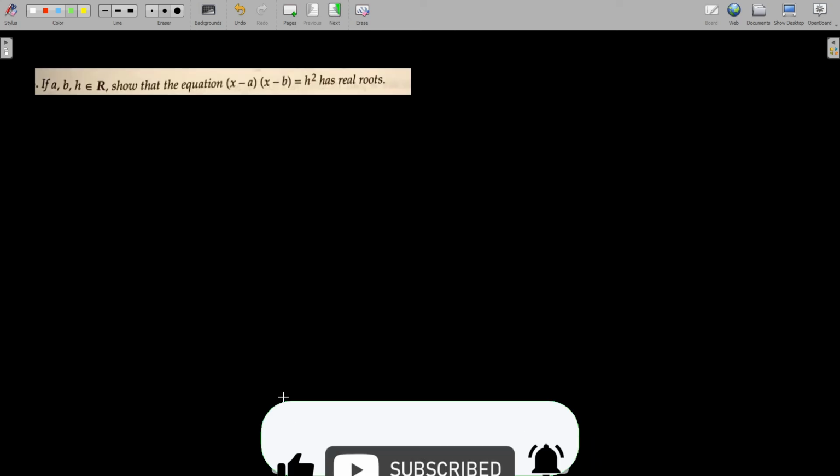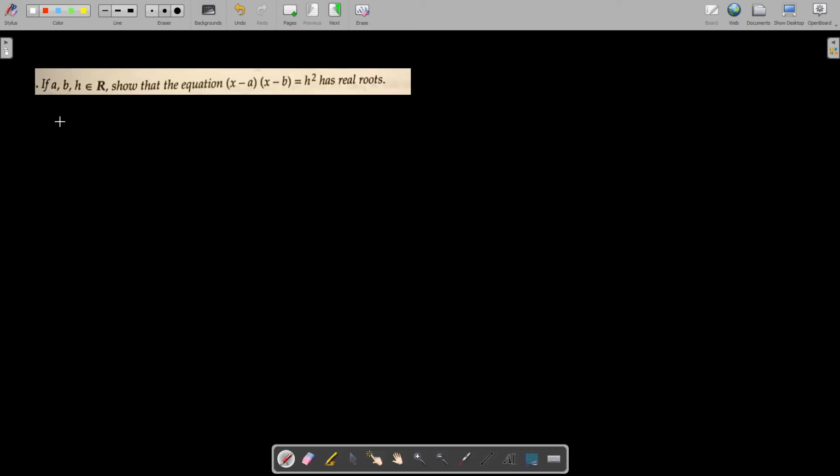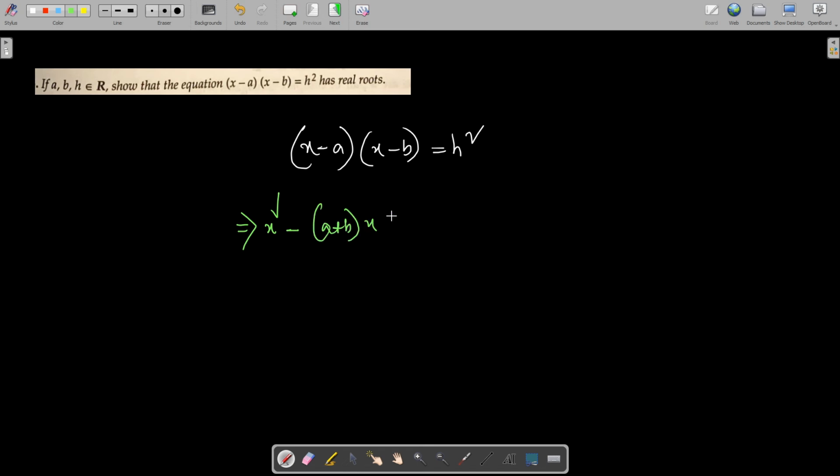Okay, let's try the last question we have. So here it's given a, b, and h belongs to real numbers. Show that the equation has real roots. So we have the equation as x minus a into x minus b, which is equals to h square. So if you break it down, what are we gonna get? We will get x square minus a plus b into x plus ab equals to h square.